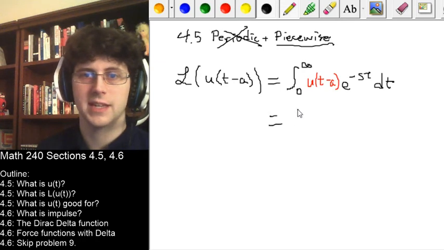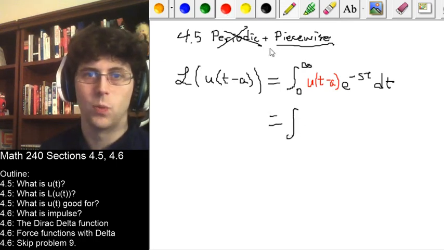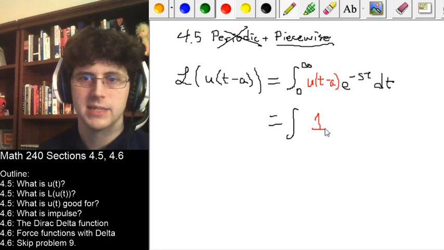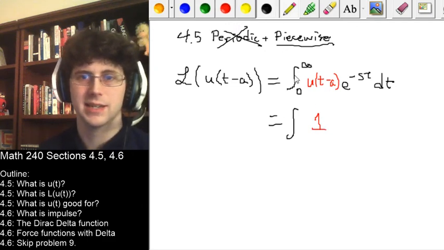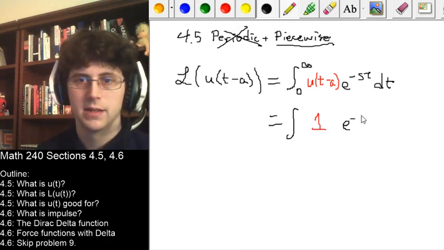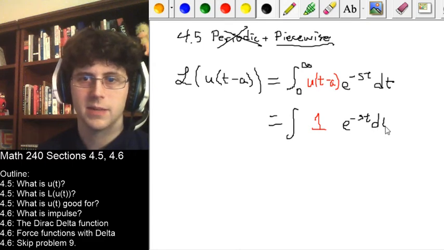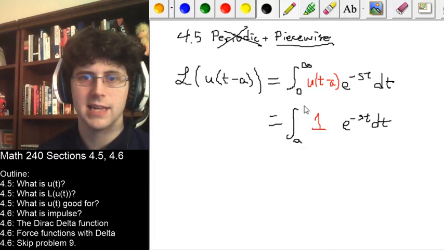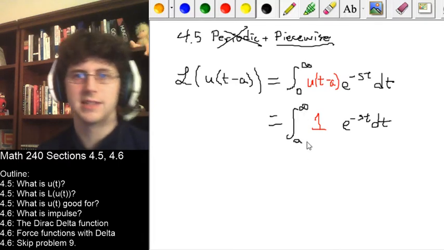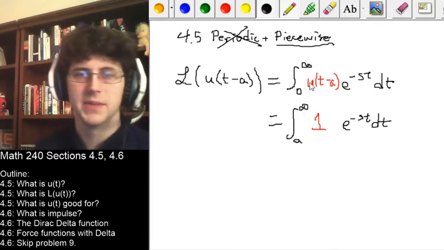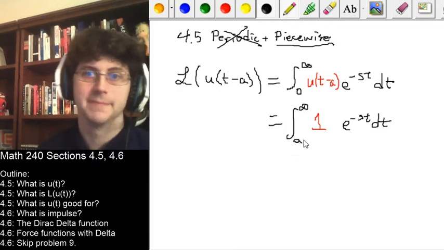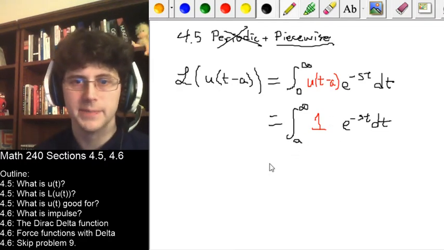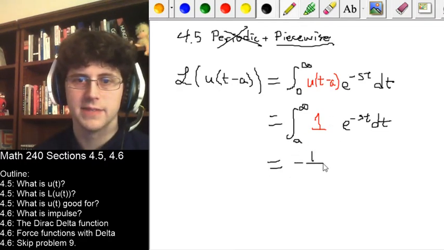So all that's going to happen is the function is going to be 1 sometimes, and the rest of the time it kills the whole integral. So we just look up when u of t minus a equals 1, and that's, well, starting at time a. So my handwriting on this tablet is pretty bad, but the original integral started at 0, this one starts at a. Then you just do this integral, which you've done a lot of times by now.